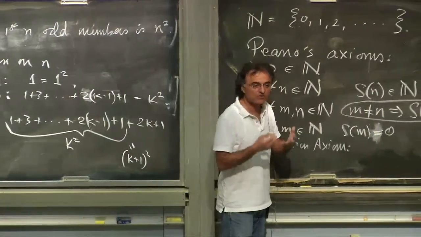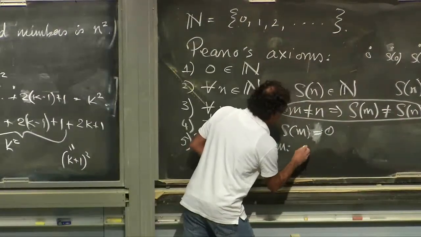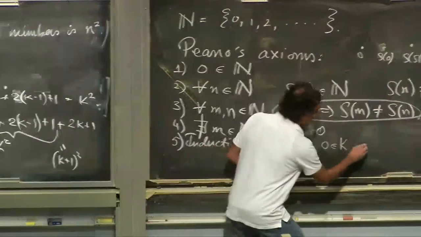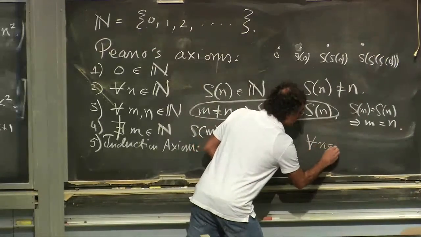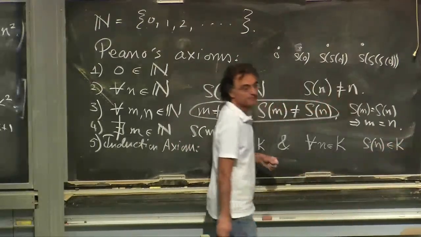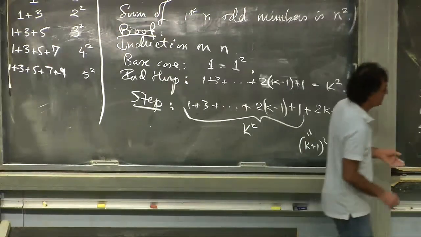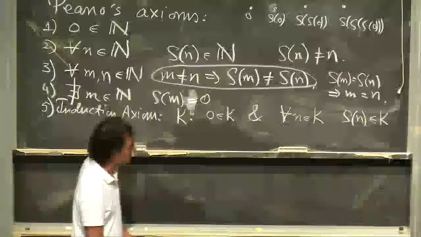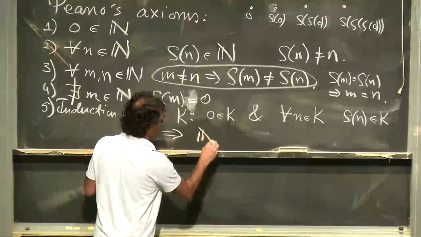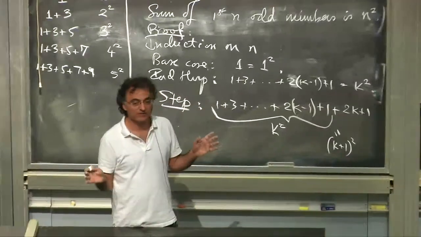is by saying, suppose you have some set K. Suppose that there's some set K such that 0 belongs to K, and for all n belonging to K, whenever n belongs to K, S of n belongs to K. Then K already contains all the natural numbers.